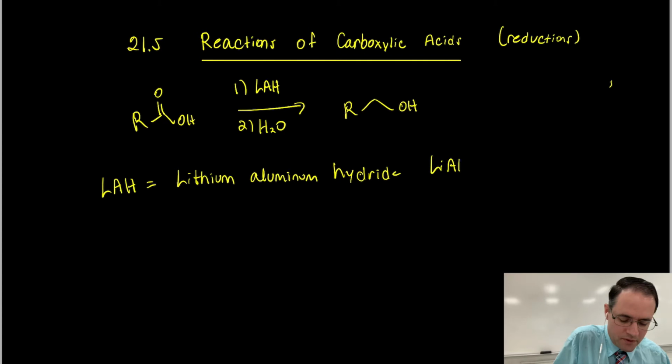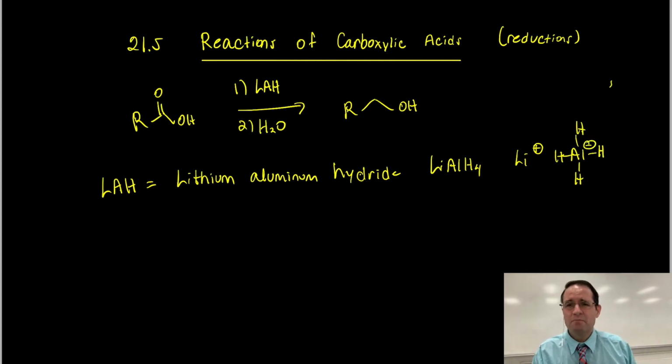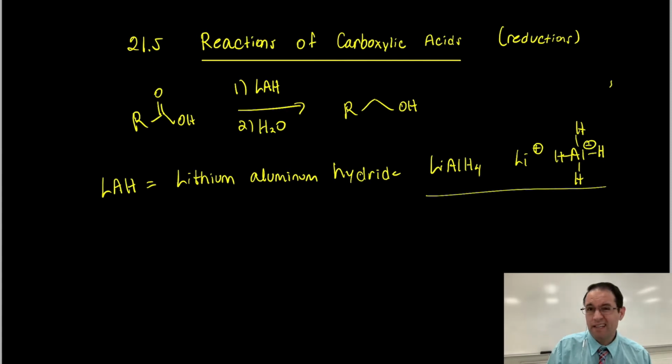We sometimes write it like this, okay? And it has this Lewis structure that we've seen before. This will come up again later on in this chapter, but the curved arrow reaction mechanism will be very straightforward and just like all the other derivatives. So pretty much we just write LAH above the arrow to keep it simple.